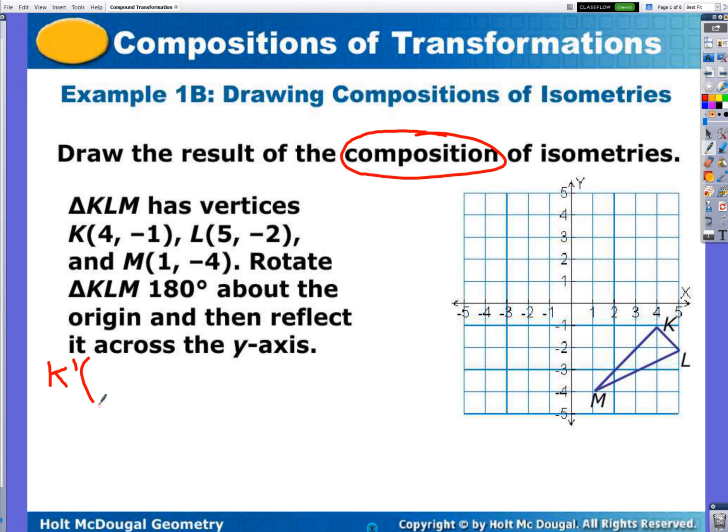The first thing they want us to do is to rotate 180 degrees about the origin. So what's the rule for negative x, y? The rotation should be negative x, negative y. We should be changing both, keeping them in the same order, but changing them both. So that means K prime after the first step would be -4 and +1.